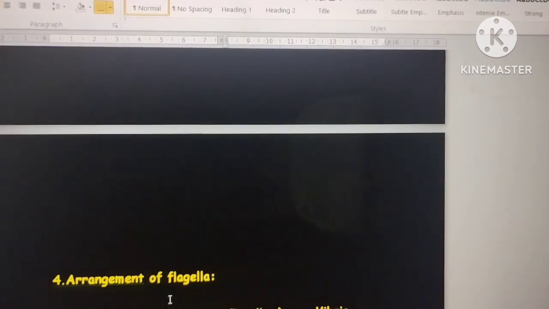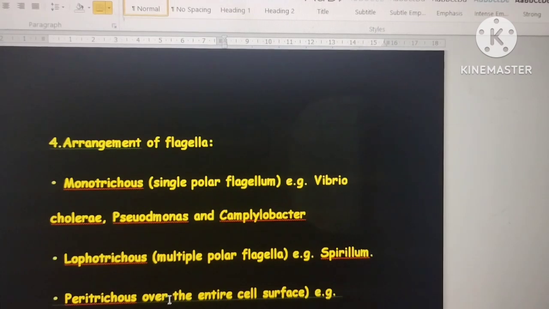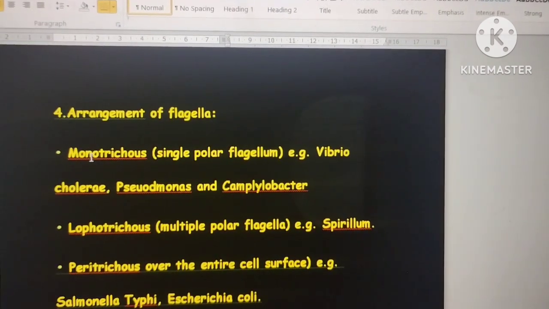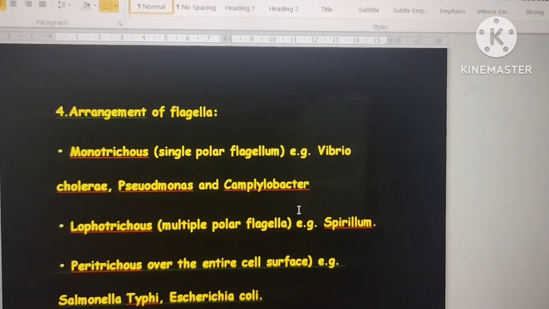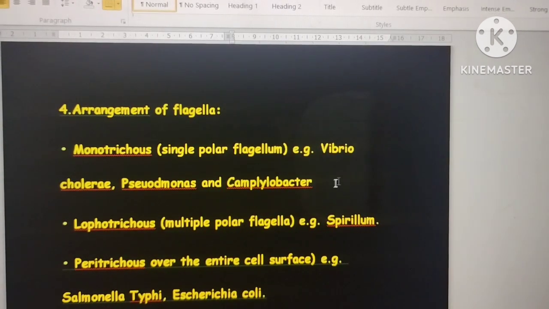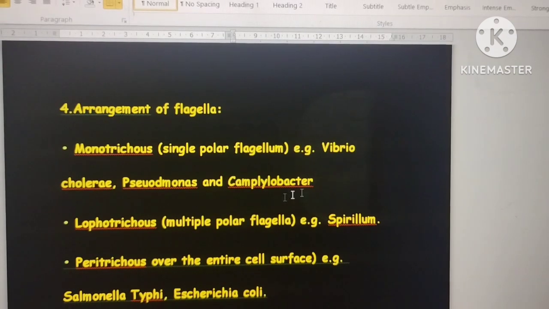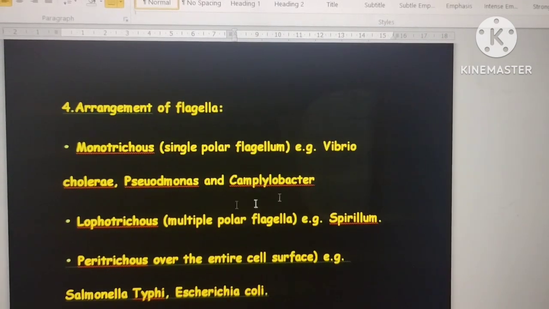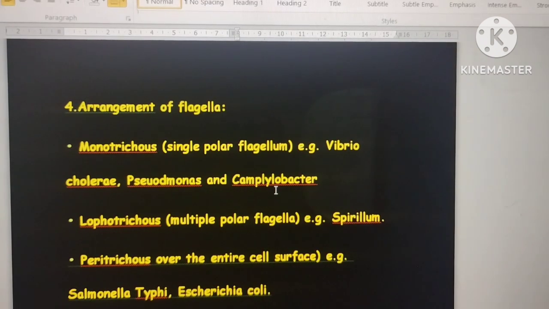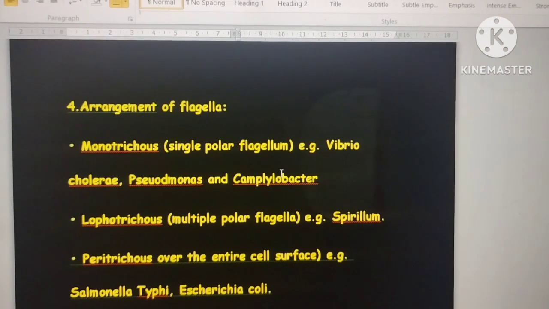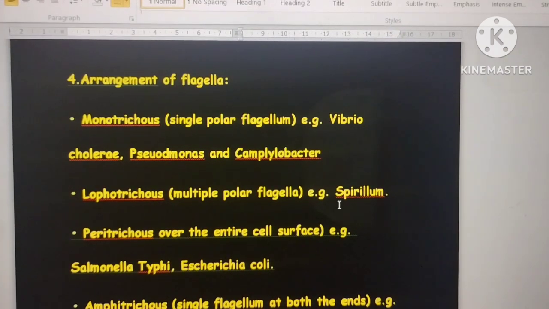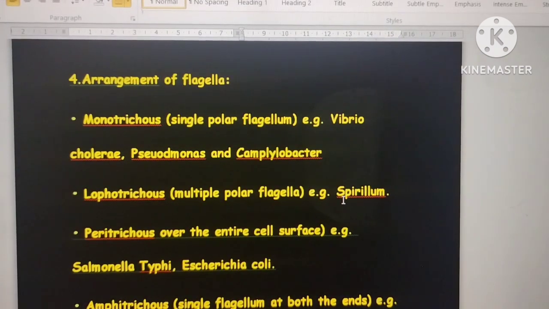Next, coming to the arrangement of flagella. Monotrichous means the bacteria will have a single polar flagellum, only one flagellum. The example is, I think you will know, polyvinyl chloride: P for Pseudomonas, V for Vibrio cholerae, and C for Campylobacter. Next, lophotrichous is Spirillum. Just remember LS.